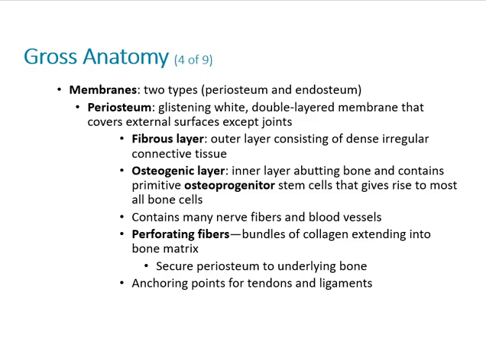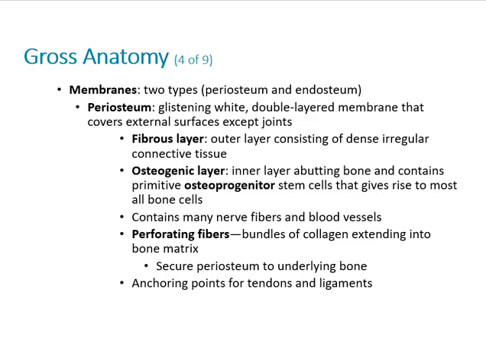And it has a fibrous outer layer that's just dense irregular connective tissue. And then an inner osteogenic layer that is just going to be right up close to the compact bone. This tends to contain bone stem cells called osteoprogenitor cells, and they can give rise to bone cells, of which we have many different types. We also find that there's many nerve fibers and blood vessels in this osteogenic layer, and they can perforate and move into bone through tiny canals.